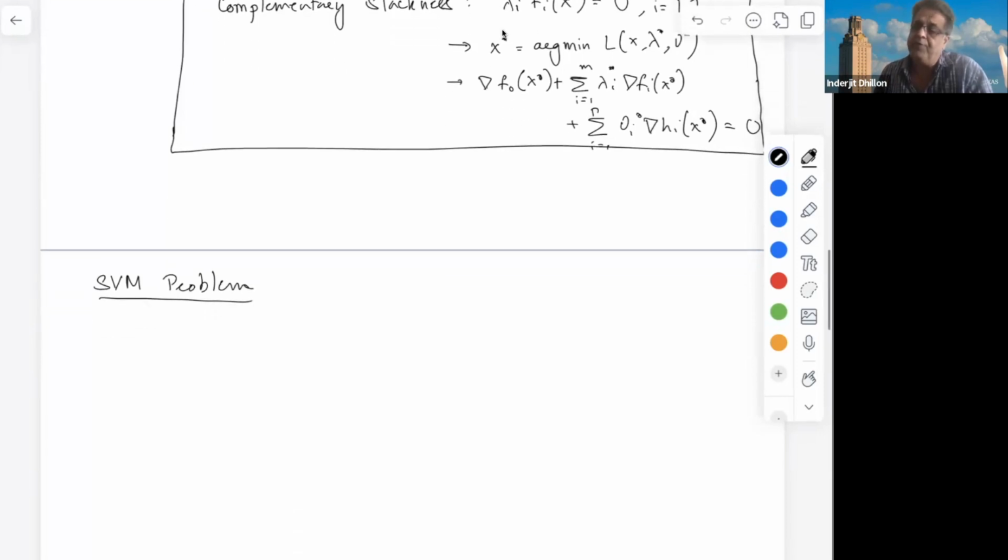Okay, so the SVM problem, remember, is to minimize over w and w naught, half of the norm of w squared, such that y i times (w transpose x i plus w naught) is greater than or equal to 1 for each of the points in the training data. That means all the points are classified correctly and with a margin.